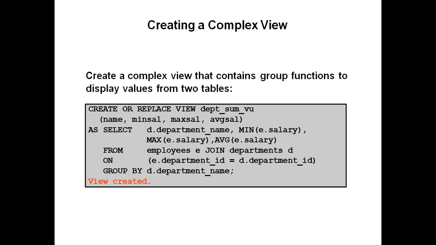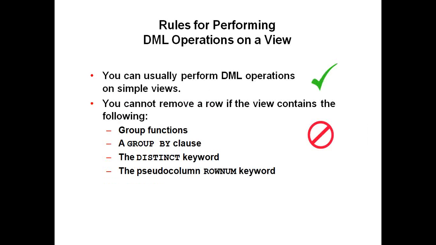And here we have an example of how to create a complex view. As I said, a complex view is one where two or more tables are involved and some join conditions would be there. Usually, depending on the business requirement, we will be creating the complex view.